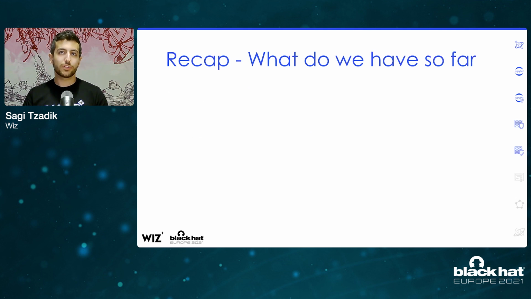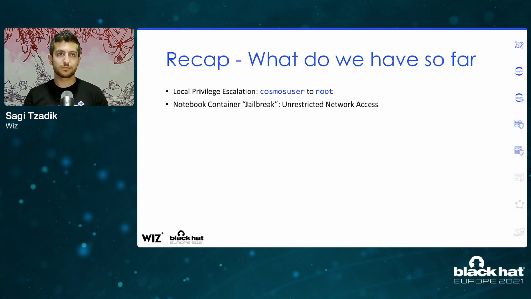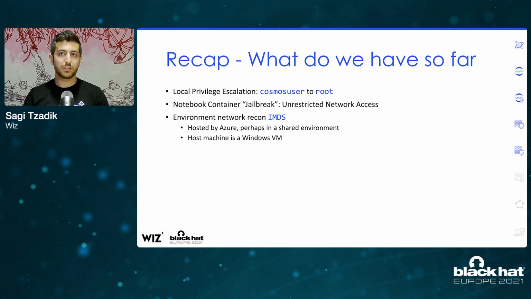Okay, let's do a quick recap about everything that we achieved so far. We set up a Jupyter Notebook container for our Cosmos DB account, and we escalated our privilege there from Cosmos user to root. The next thing that we did was a basic recon. We found out that we can remove the local firewall rules and therefore gained unrestricted network access inside our environment. After that, we queried the metadata service and found out that we are not the one hosting this virtual machine, and it is probably hosted by Azure, perhaps in a shared environment. I will now hand it over to Nir to continue explaining about our recon efforts.